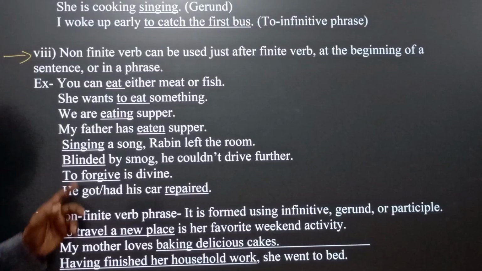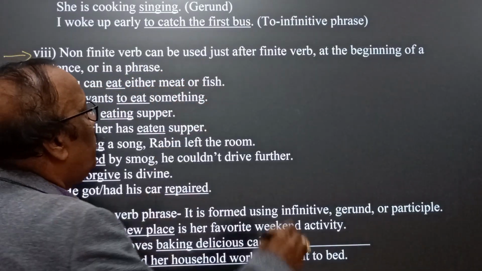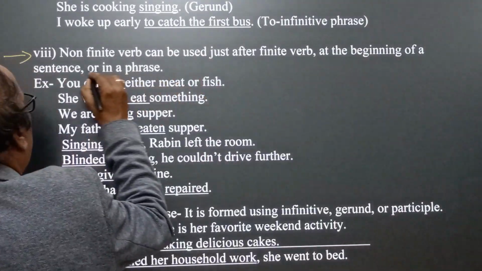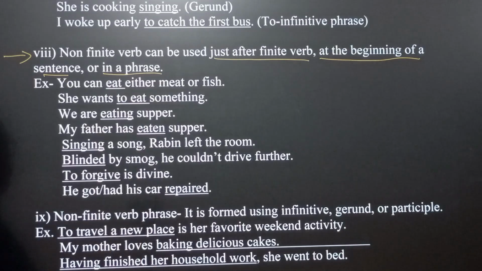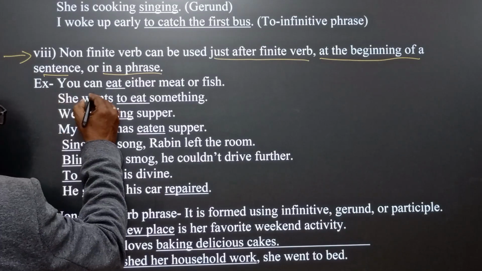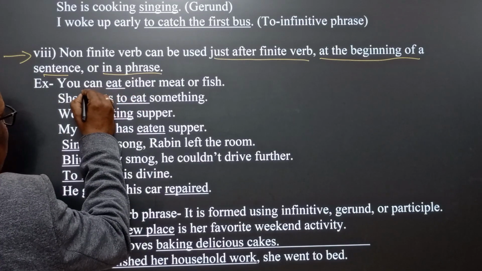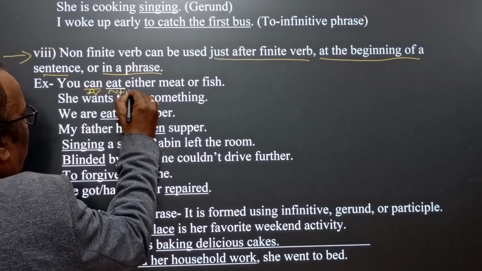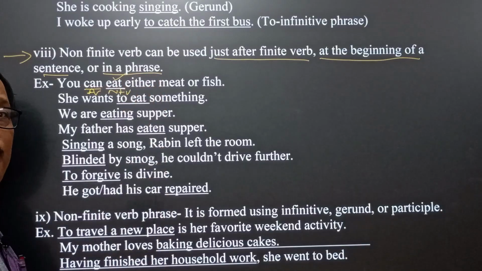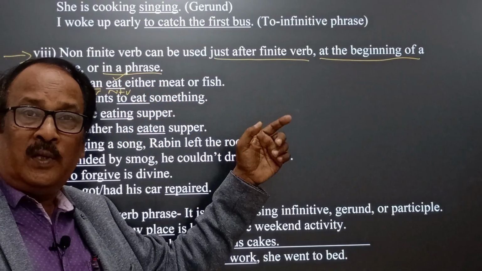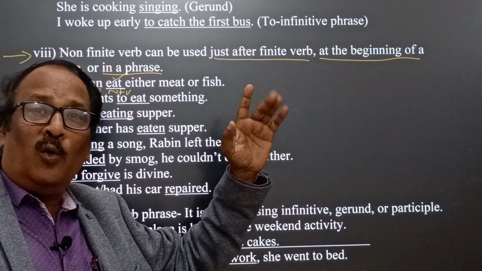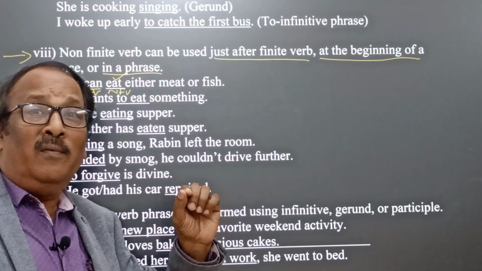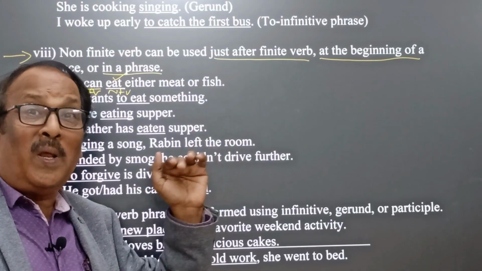Remember, point 8, non-finite verbs can be used just after finite verbs, at the beginning of a sentence or in a phrase. Remember, you can eat either meat or fish. Here can is the finite verb, eat is the non-finite verb, and it is a bare infinitive. After all the modal auxiliary verbs, we use bare infinitive. Okay, that is non-finite verb.